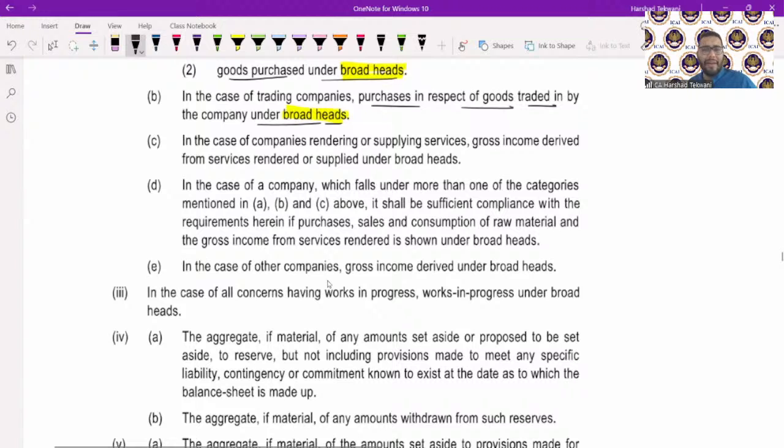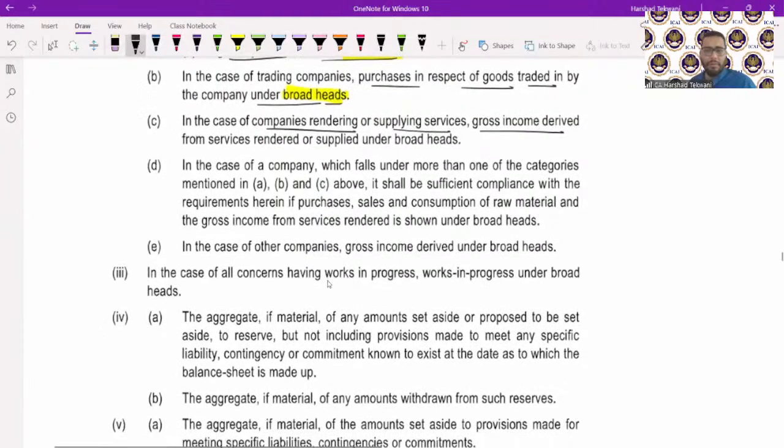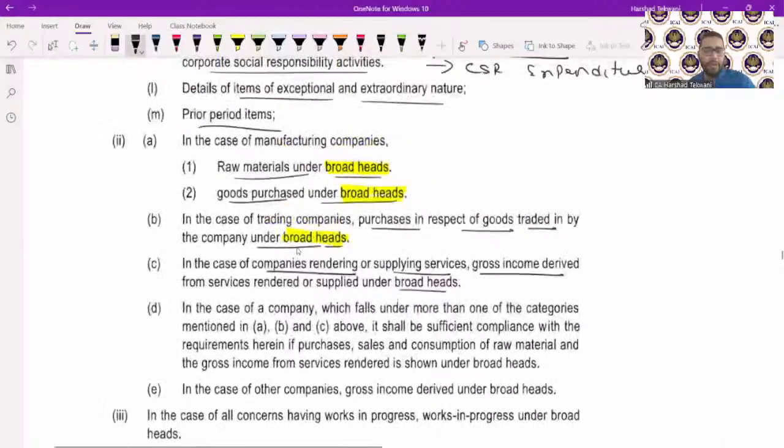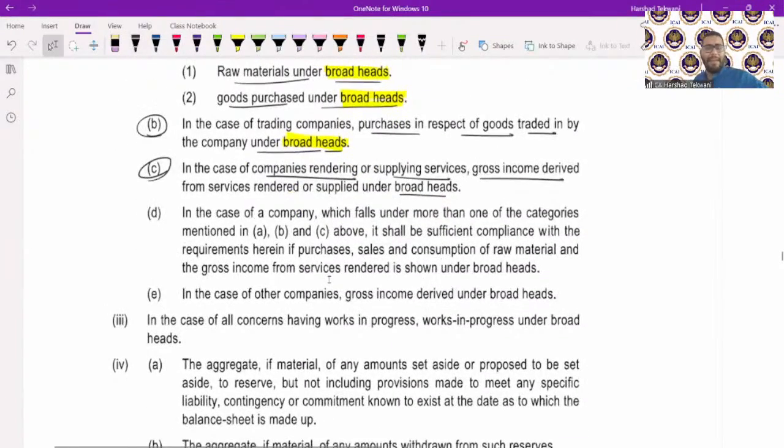Then companies rendering or supplying services. Then again, my gross income derived shall be under broad head. Simple. When a company falls under more than one category, meaning I'm supplying services and I'm also part of trading, then again A, B, C will be applicable to the extent it is there. So for the trading activity, I need to follow B, and for the service, I need to follow C. Simple. Means, in short, I need to show everything under the broad heads.